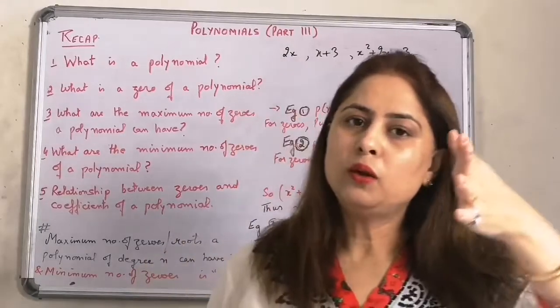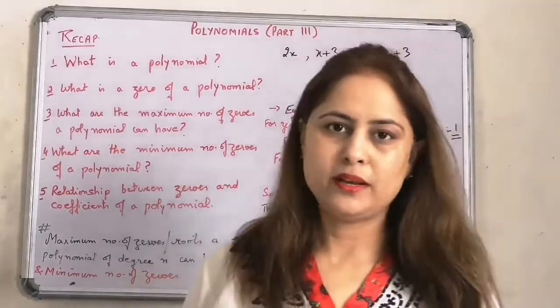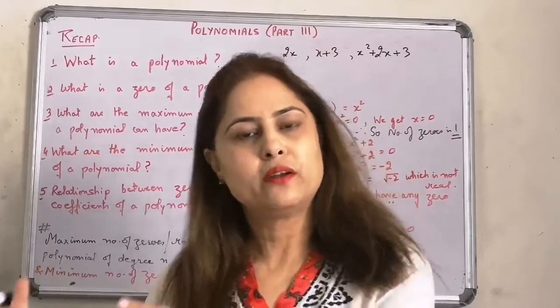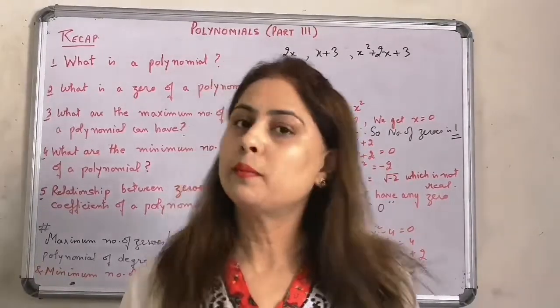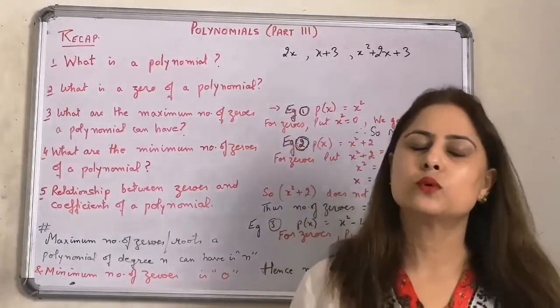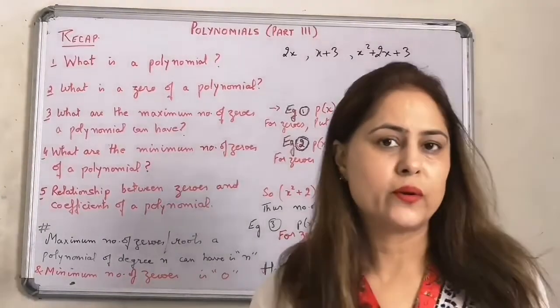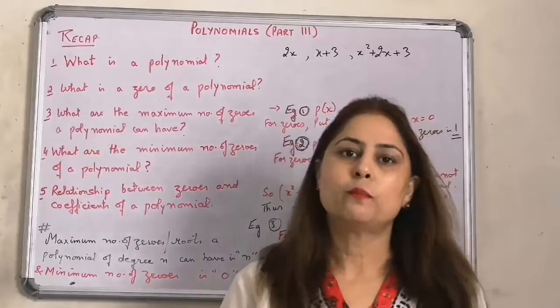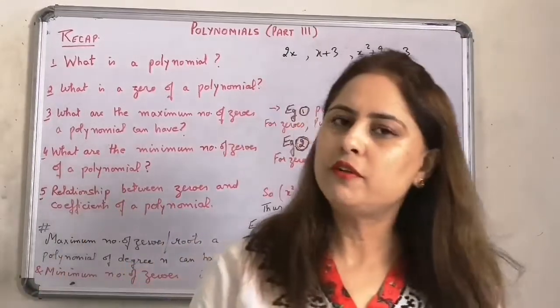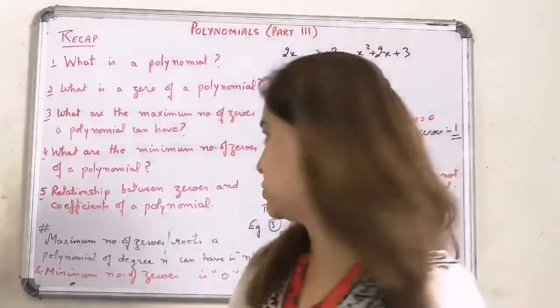A polynomial whose degree is 1 is said to be a linear polynomial, and a polynomial of degree 2 is said to be a quadratic polynomial, and a polynomial of degree 3 is known as a cubic polynomial. And once again, let's recapitulate what degree is. Degree of a polynomial is the highest value of the variable used in a given expression.